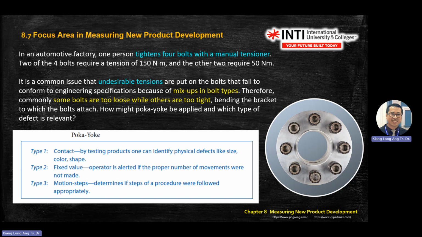Motion steps. This one, there's a certain procedure to follow appropriately. So this one, you need to follow. For example, this one is an ATM machine. Like you draw money, there's a certain steps you need to follow. Right?